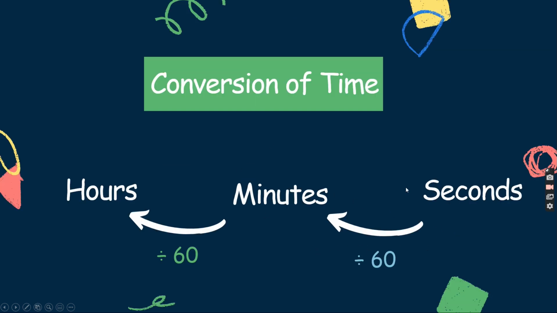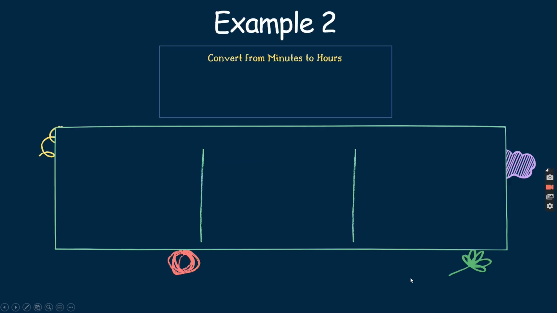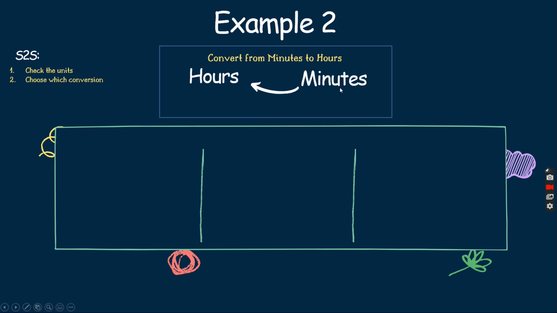So the example we were looking at just now was converting seconds to minutes, where we just divided by 60. Next, example 2, convert from minutes to hours. So S2S right over here on this side. The first step is to check the units, read the question, convert from minutes to hours, and then you need to choose which conversion. Here we are converting from minutes to hours, and we need to divide by 60, and then we just carry out the calculation.